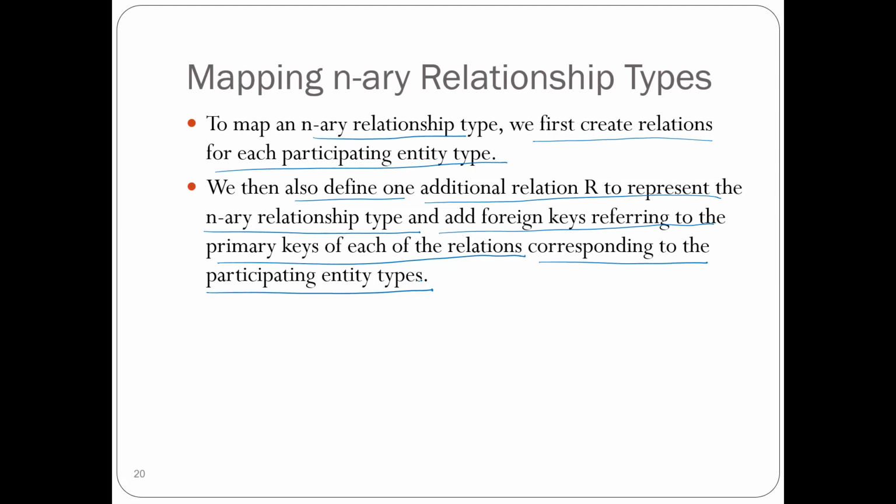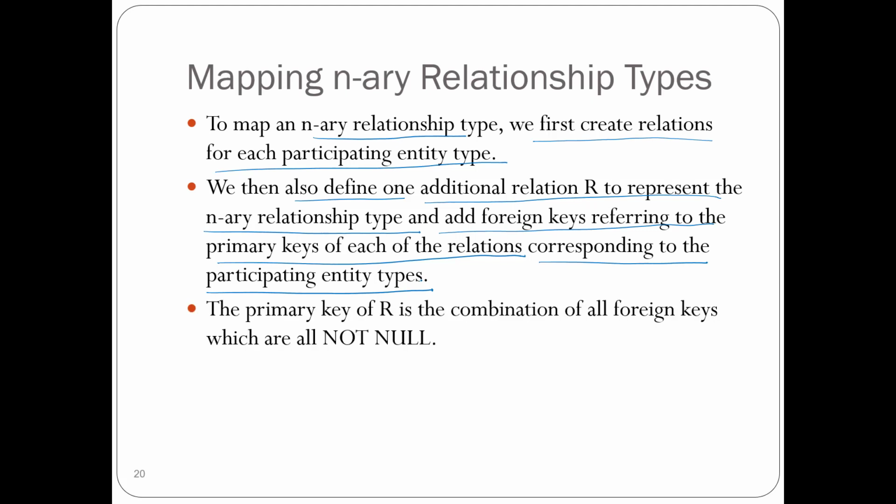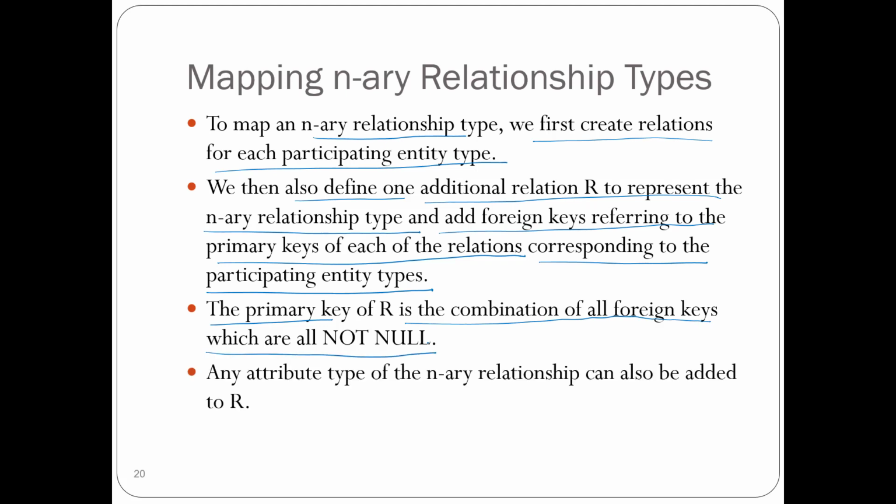It's very simple, right? There's a lot of text for each bullet, which may keep you more confused, but it's simple enough. Wait for the example. Now the primary key of R is a combination of all foreign keys, which are all not null. Okay, and any attribute of the n-ary relationship can be added to this new relation R.